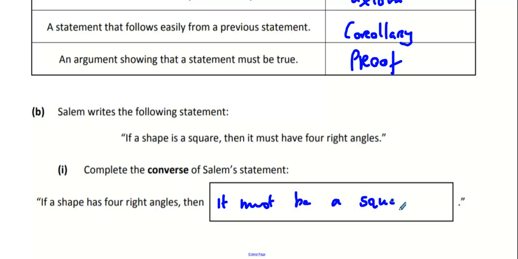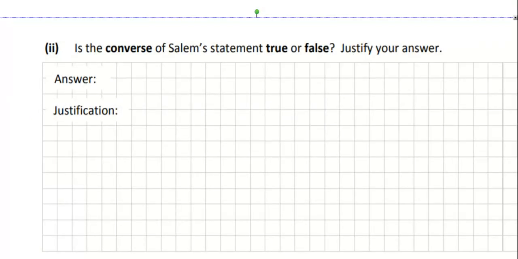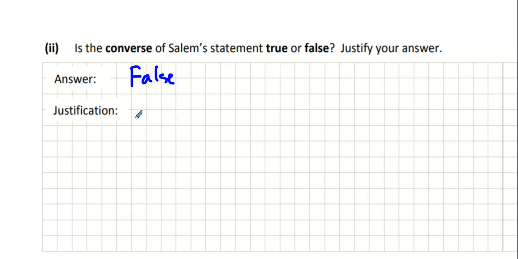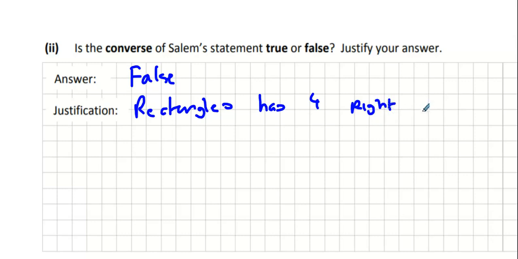Now we know this is false because rectangles have 4 90-degree angles, and rectangles aren't squares. To be a square, you have to have 4 equal lengths, while rectangles only have 2 pairs of equal lengths. It's false, and the reason why it's false is rectangles have 4 right angles but might not be a square.